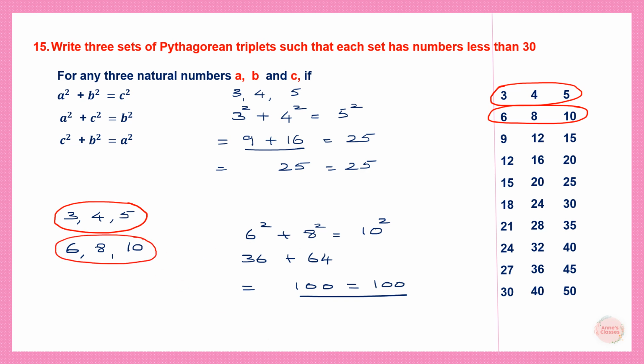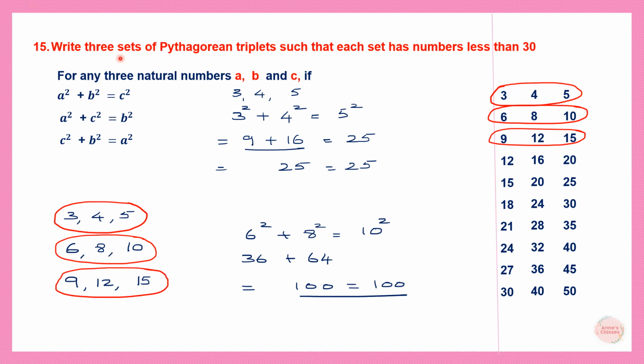Now let's go back to the tables here. So here this will form the third set, 9, 12 and 15. So let's round this up here. So the third set is 9, 12 and 15. So we have it here. Let's write it down. 9, 12 and 15. So this is the third set of Pythagorean triplets.